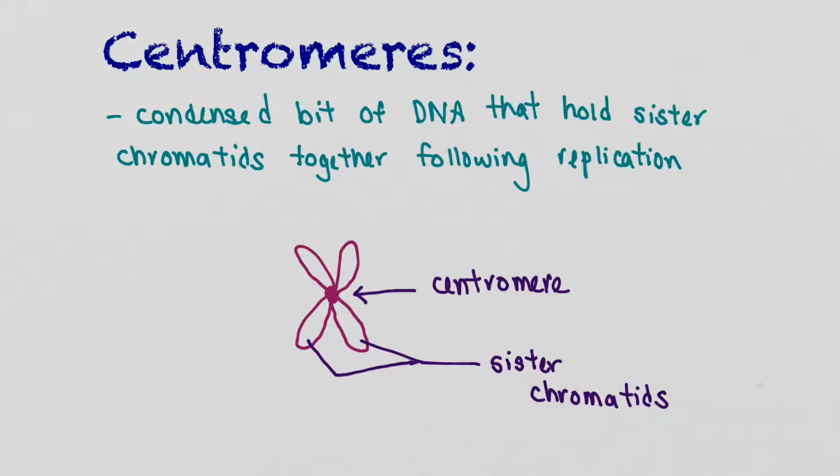Now, if you remember from grade 11, we learned about the structure of a chromosome. And if you remember, the centromere is that condensed bit of DNA that holds 2 sister chromatids together after replication has happened. So you can see that in this illustration.